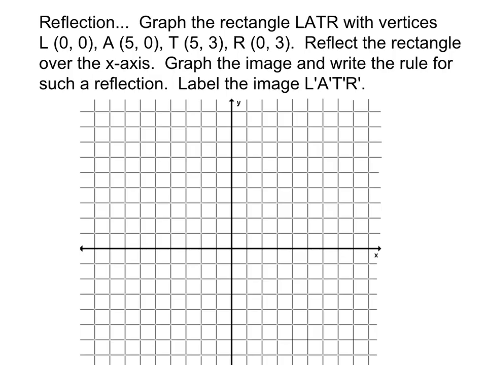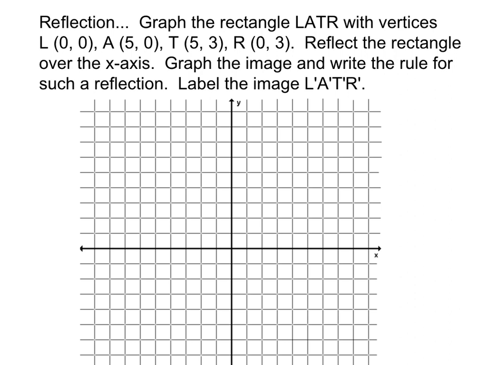So our first one that we're going to work with is called a reflection. We are going to graph the rectangle LATR with vertices L(0,0), A(5,0), T(5,3), and R(0,3). We will reflect the rectangle over the x-axis, graph the image, and write the rule for such a reflection. We will label the image L', A', T', R'.